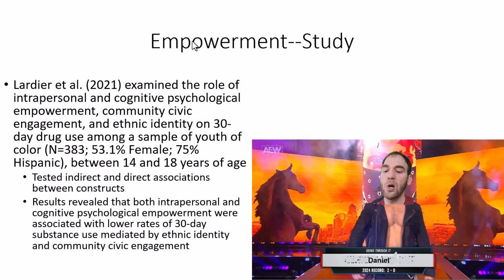So in this case, we have civic engagement at the community level and ethnic identity, psychological empowerment, and intrapersonal empowerment, decreasing the risk or decreasing the rates of substance use across 30 days.